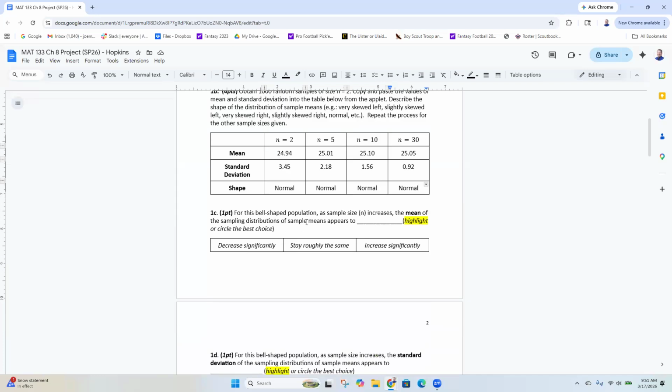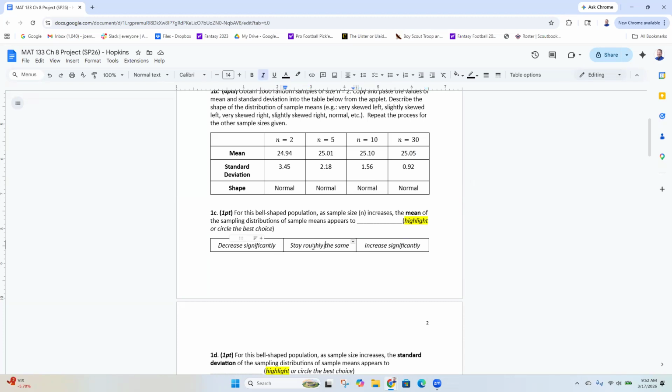Part 1C. For this bell-shaped population, as sample size increases, so we kept bumping our sample size up by a little bit over and over and over. The mean of the sampling distributions of sample means appears to what? Decrease, stay the same, increase. So the means. So my first mean was 24.9, then it was 25.1, then it was 25.10, 25.05. These mine are increasing, but not increasing significantly.